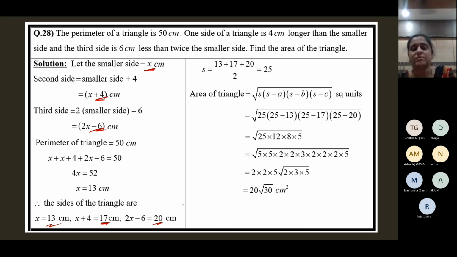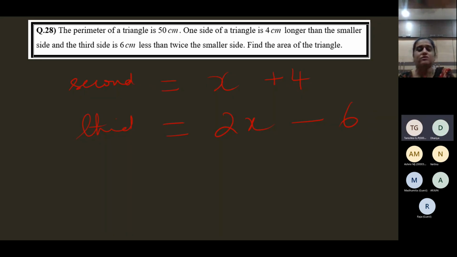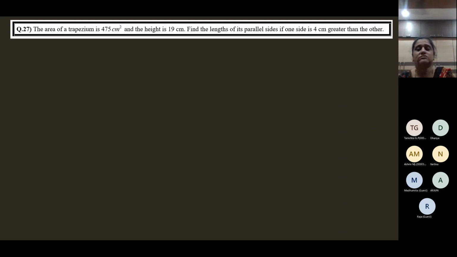Okay. Then find the semi-perimeter. What's the question? The question is to find the area of the triangle. So now we have the sides. Find the semi-perimeter. Use Heron's formula to find the area of the triangle. All right, children? Yes, ma'am. Very good.